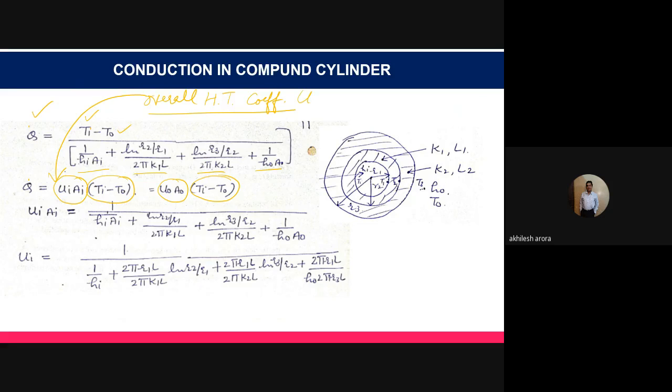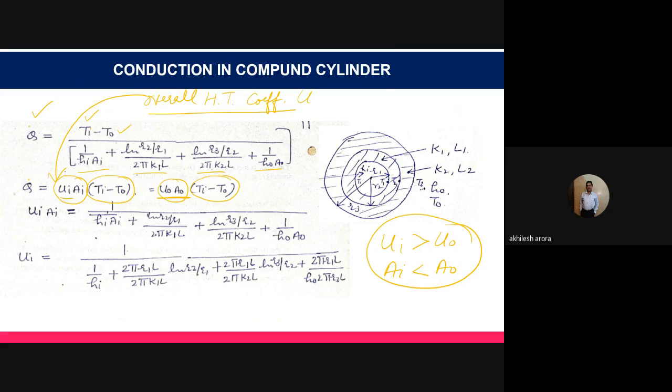Now because the inside area and the outside area are different, we are defining two different overall heat transfer coefficients. One is based on the inside area, which is UiAi, and the other is based on the outside area. And let me tell you, Ui will always be greater than U naught because Ai is less than A naught. So you can use either, depending upon your choice.